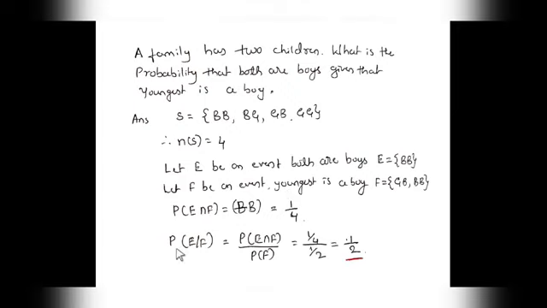Now, probability of E given F. Probability of E when already F has occurred is P of E intersection F divided by P of F, which is equals to 1 by 4, and the probability of F is 2 divided by 4, that is 1 divided by 2. If I simplify this, I'll get 1 divided by 2.